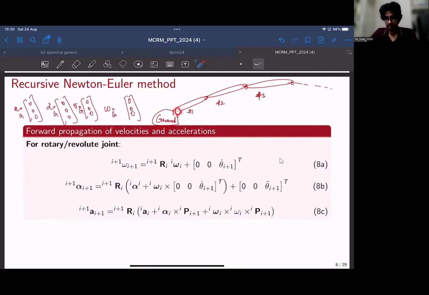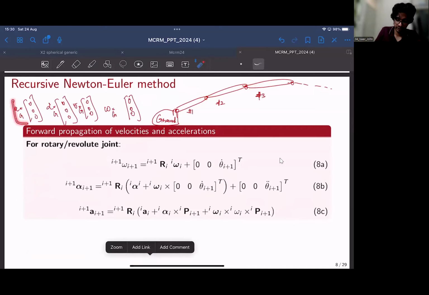For example, if the first joint is a revolute joint, it will have an angular velocity and an angular acceleration. If the second joint is also revolute, it will also have an angular velocity and angular acceleration. If the third joint is a prismatic, its angular velocity and angular acceleration would be the same as the previous joint, but it will have a linear velocity and acceleration with respect to this point. So the thing is, we begin from a 0 condition for the ground, and we propagate from ground all the way to the end effector using the forward propagation of velocities and accelerations.